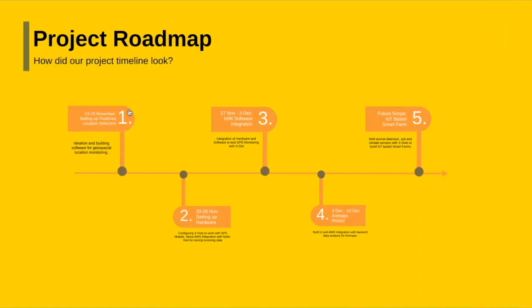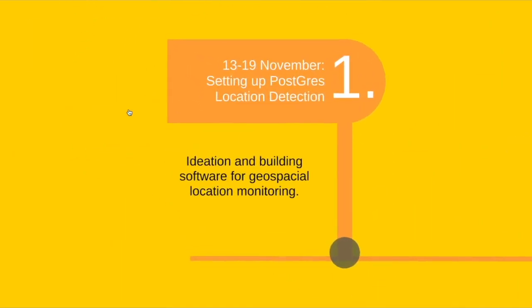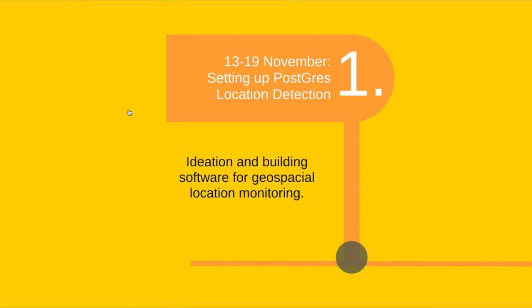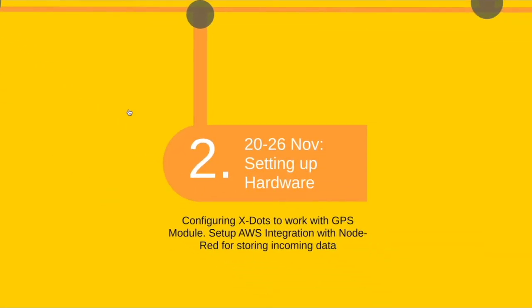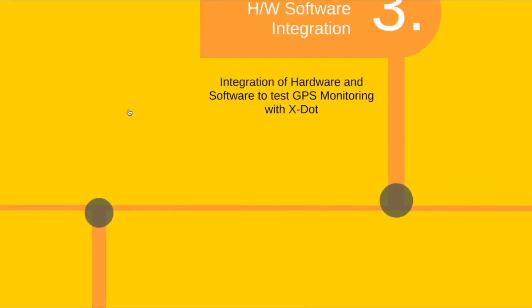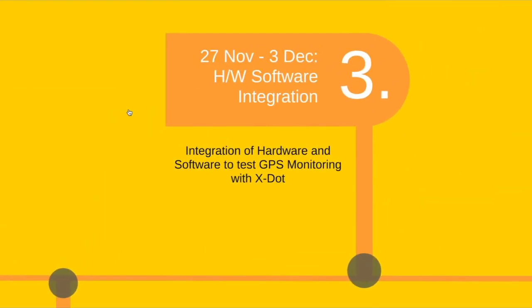So going ahead, what we want to see is how we got to where we are right now. Within the first week, we set up the software side of this project and the geospatial location monitoring calculation. For the second week, we set up the hardware to have the GPS integrated with the X dots. Getting them to work together was pretty tedious, and we had to spend some time trying to figure that out. The next part was to integrate the software side of the geospatial mapping and make it work along with the XDOT.